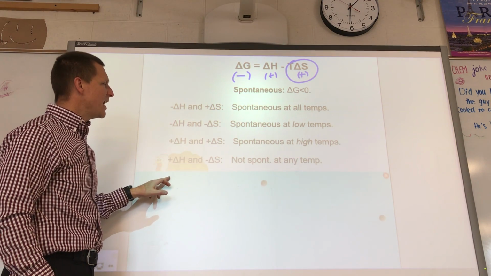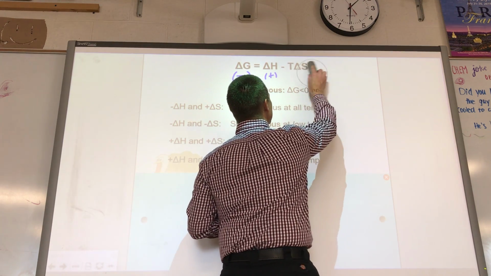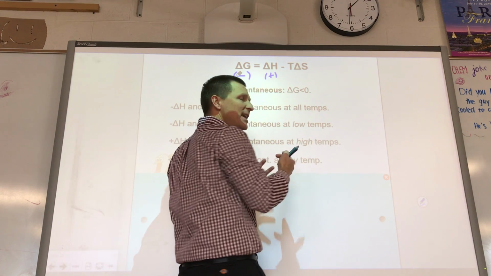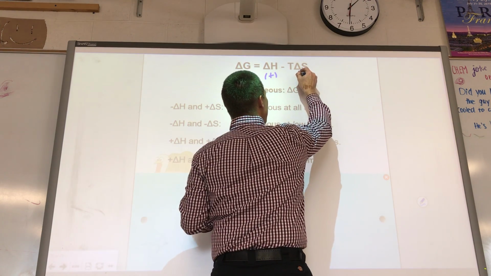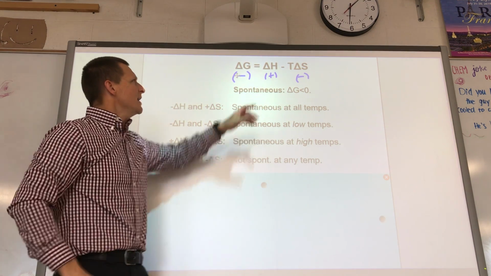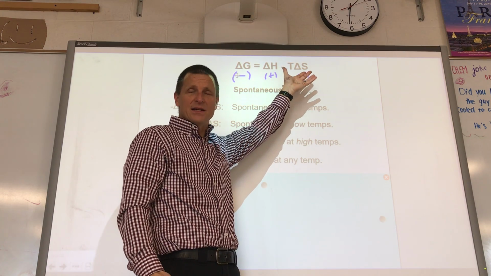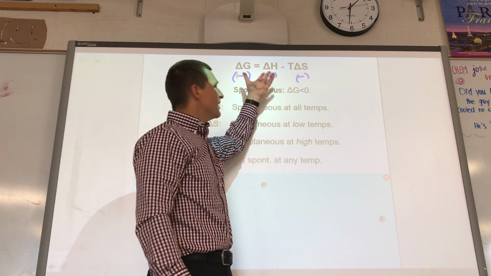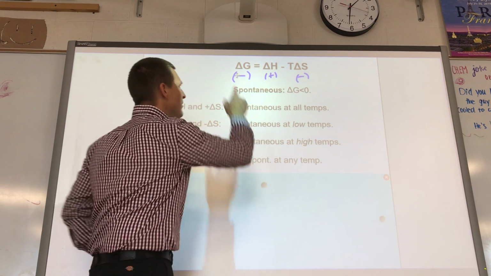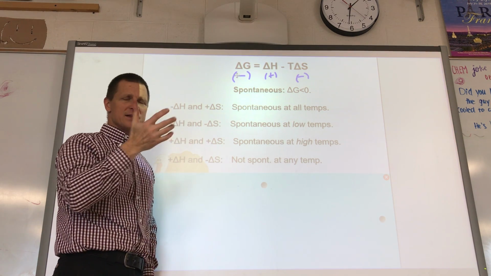The last possibility is where delta H and delta S are both unfavorable. The delta H is positive, which means it's got to take in heat, and the delta S is negative, which means it's becoming more ordered. If this is positive, and it's subtracting a negative, making it more positive, the delta S term is making it more positive, then delta G will be positive no matter what the temperature is. So when you have a positive delta H and a negative delta S, it's going to be non-spontaneous at all temperatures.